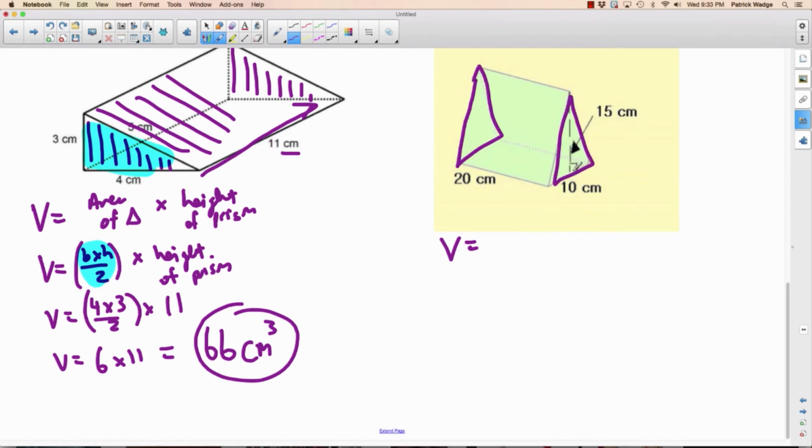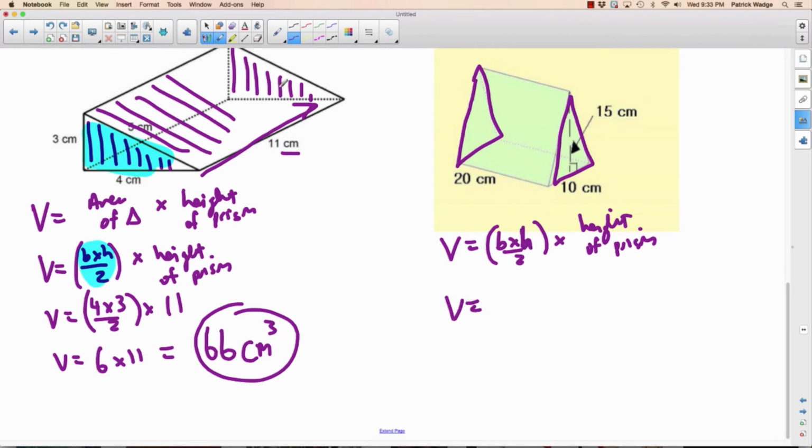So the first thing we have to do is get the area of that triangle. How do we do that? Base times height divided by 2. Then we want to multiply by the height of the entire prism, not the height of the triangle, that's this height here, right? But the height of the entire prism.